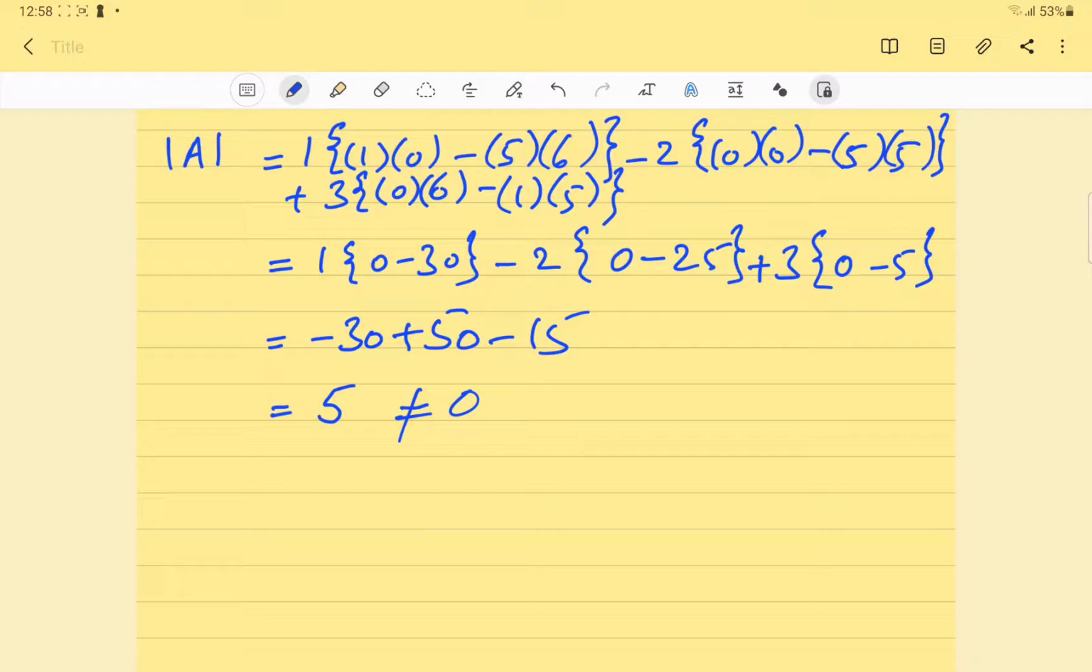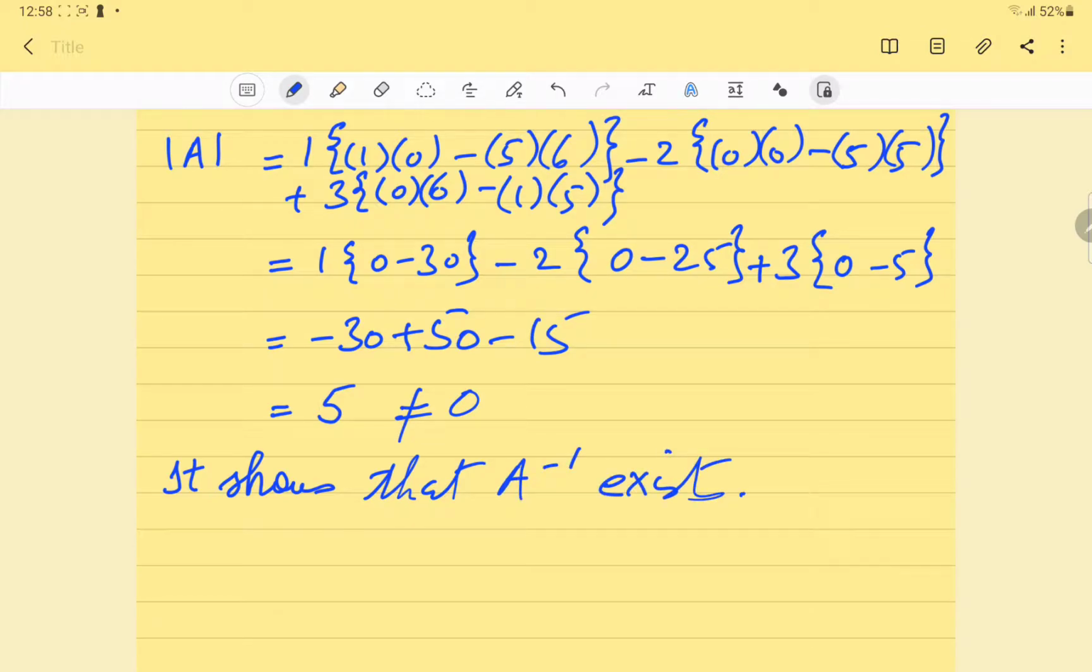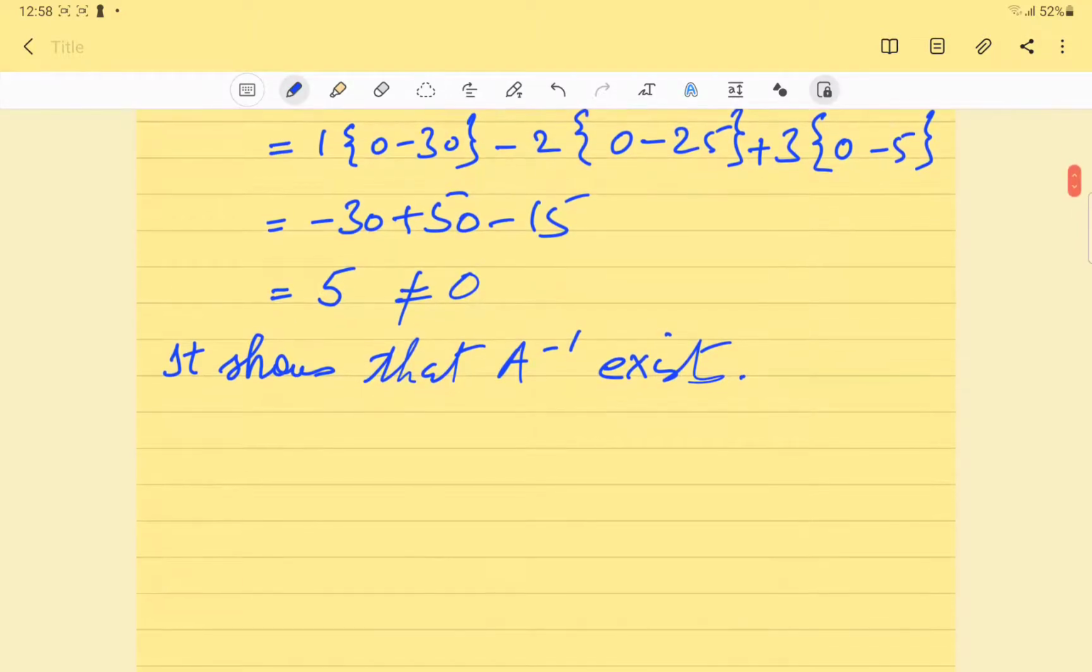It shows that A inverse exists. If this value was equal to 0, then we cannot calculate the inverse of A, which means it does not exist. So since it is not equal to 0, it exists and we can calculate it. So now let us calculate the adjoint of A.